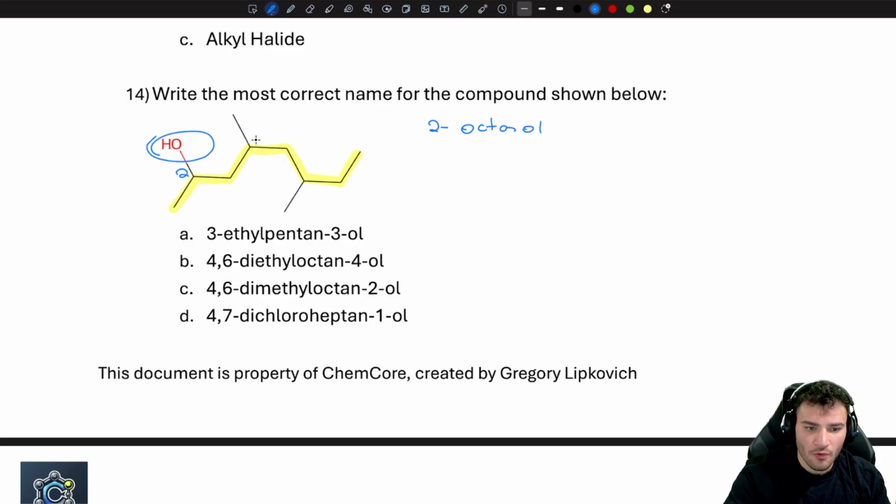1, 2, 3, 4. On the 4th position, we have a methyl. And on the 6th position, we have a methyl. And so we have 2 substituents, 4,6-dimethyl.